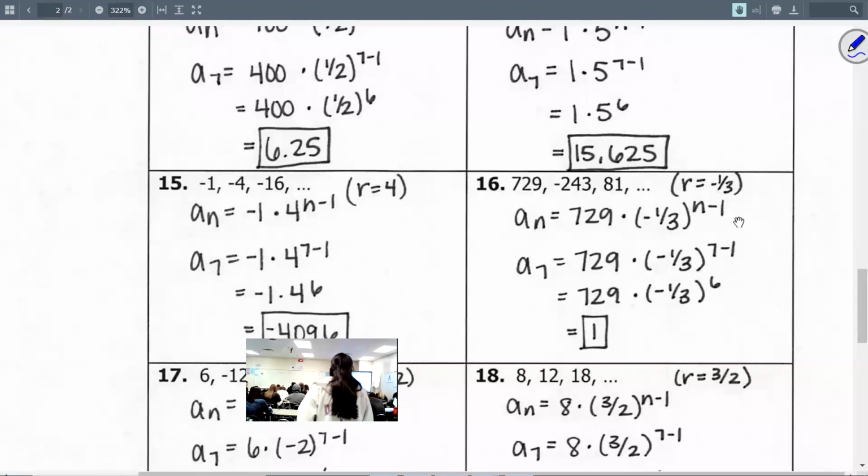So first term in the sequence, 729. To find R, which is not that clear here what it's doing, take each term, divide it by its previous term. Get -1/3. All right, put it in the correct spots. Put it in your calculator. If you're getting anything other than 1, then let me know. All right. Make sure you follow the instructions from the sub on the board.